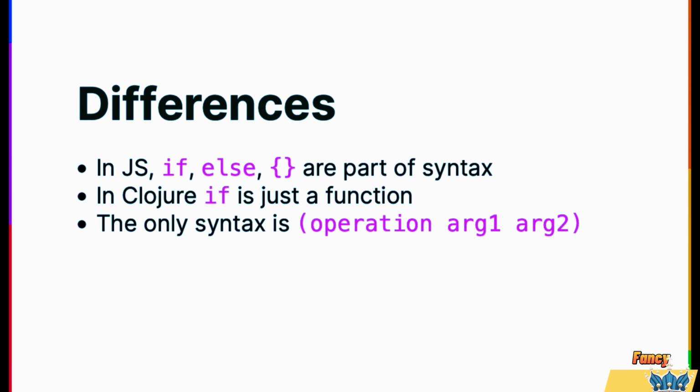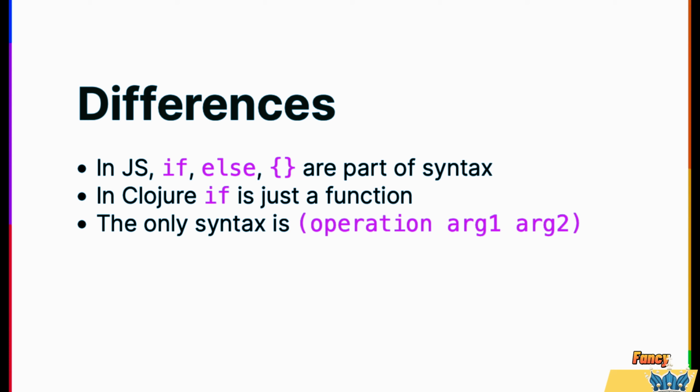In JavaScript, the positioning of the keywords if and else and the curly brackets are a part of the syntax. Other operations like defining a function, defining a try-catch block, defining a variable will have a different syntax in JavaScript. But in Clojure, if is just a function call, and so is every other operation you can perform. The only rule that you need to keep in mind is that a list starts with parentheses and the first element of the list is an operation and all other elements are the arguments to that operation.